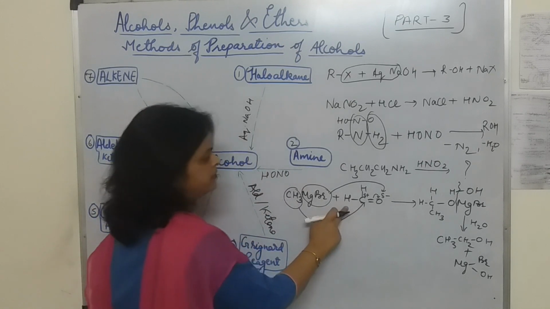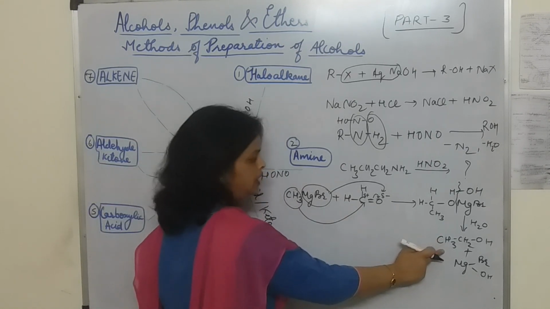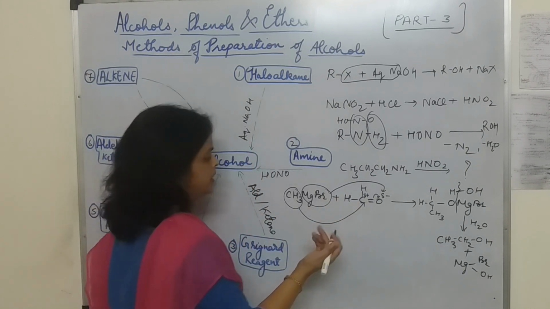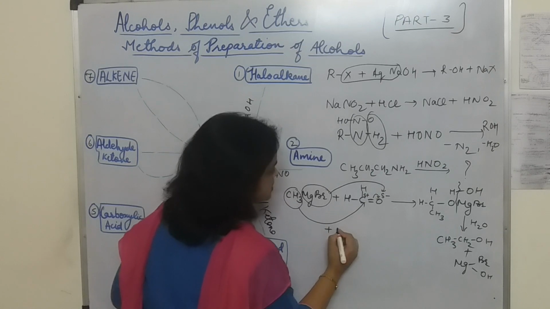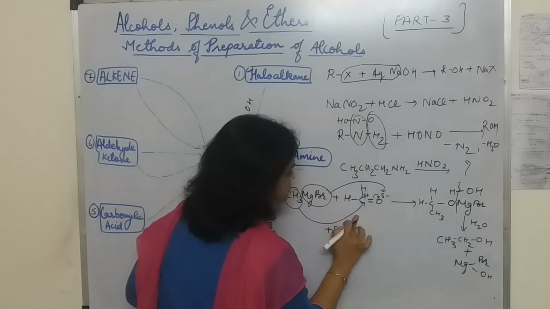So here we have seen that when we take formaldehyde, we get the 1 degree alcohol. Suppose in place of formaldehyde you take any other aldehyde, then what will be the product? I am just writing it here. Suppose I am taking ethanal.